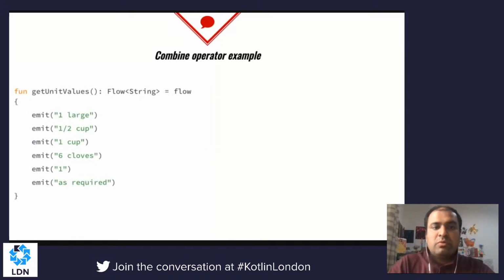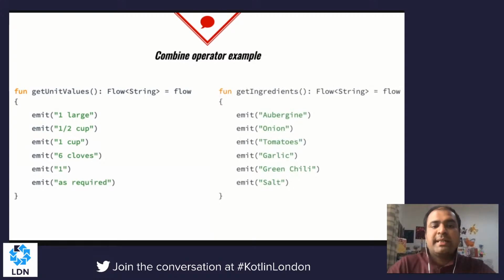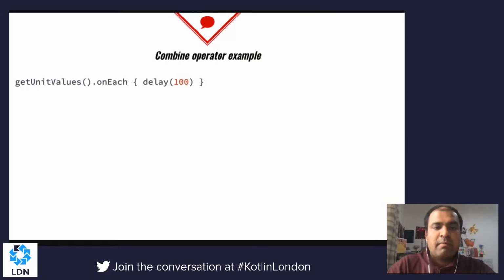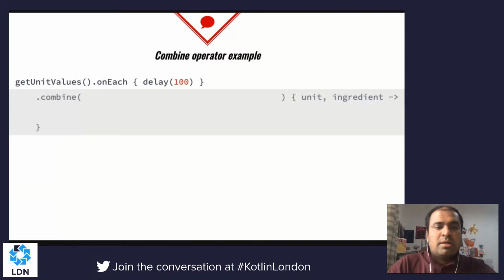Again, it's time to look into the code and how we can actually do that. So imagine there is this function, we call it get unit values, which returns us some sort of flow. There is another function, we call it get ingredients, which also returns a flow. And now our requirement is to merge them and get a combined result. So how do we use combine? Here we use the combine operator. There is this main function called get unit values. I am again slightly adding delay just to mimic the actual scenarios.